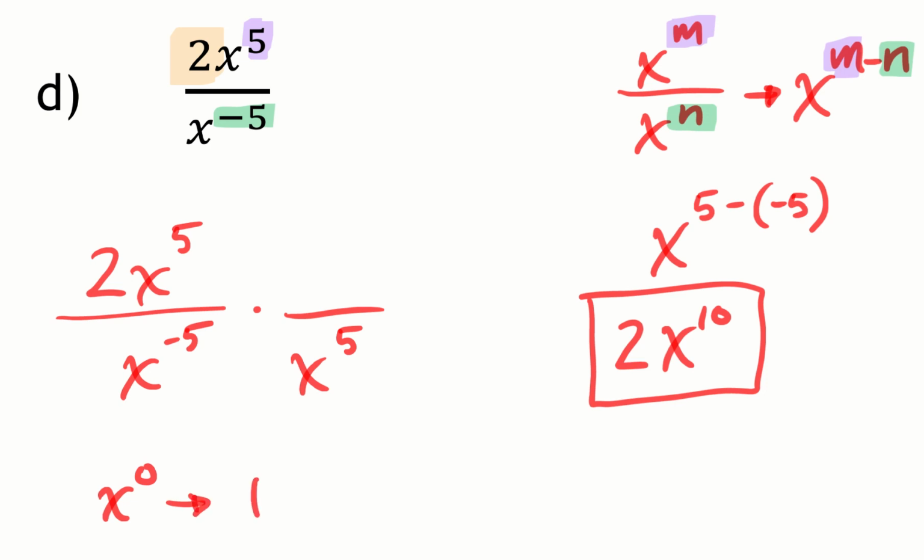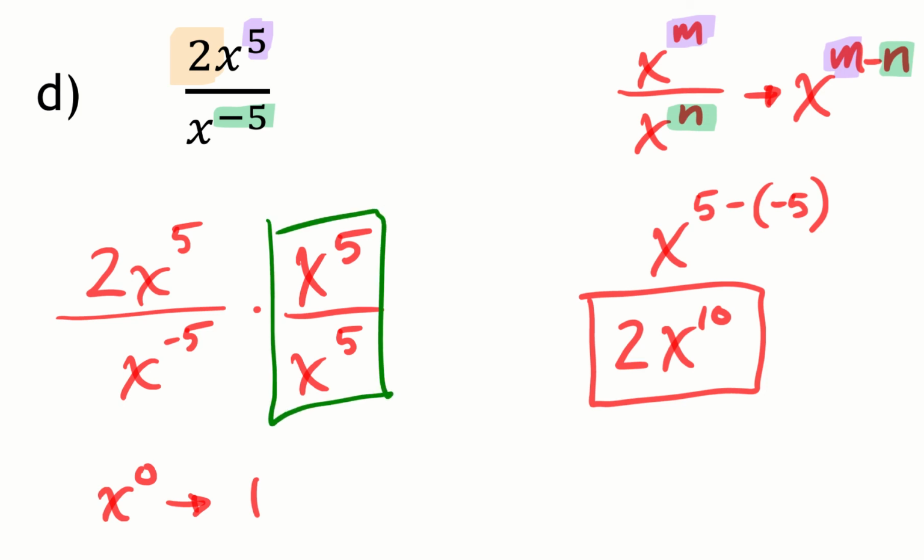But remember, I can't just multiply by any random fraction like this, but I can multiply by exactly the number 1. So what I'm doing here is introducing a 1 to multiply by. And when I do that in my denominator, I get x to the negative 5th times x to the 5th, which is x to the 0, which is equal to 1. So I get just a 1 in the denominator. And my numerator is 2 times x to the 5th times x to the 5th, which is 2x to the 10th. So it's two ways of seeing the same thing.